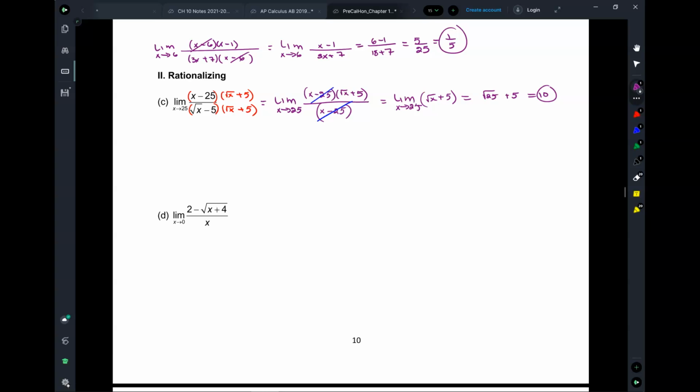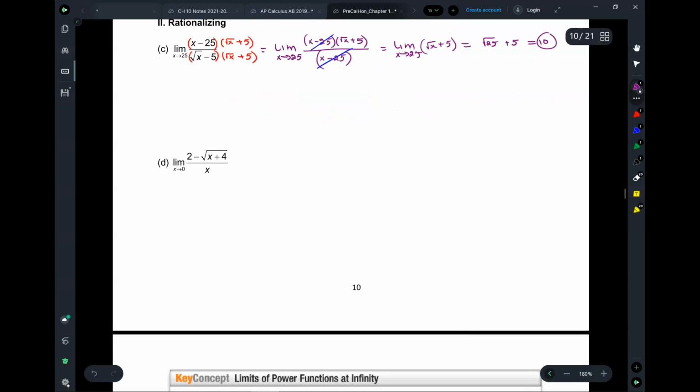Okay, take a look at this one. You plug in 0 into the root here. You get root 4, which is 2. 2 minus 2 is 0 over 0. That's indeterminate. So, what's the conjugate here? 2 plus, yes.